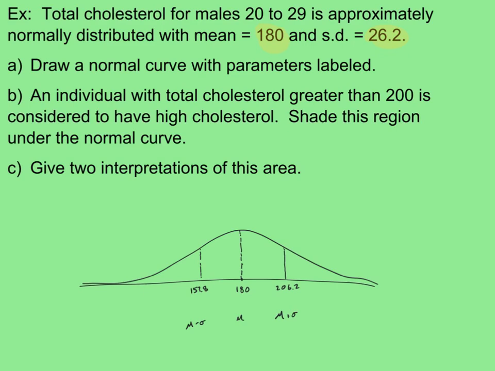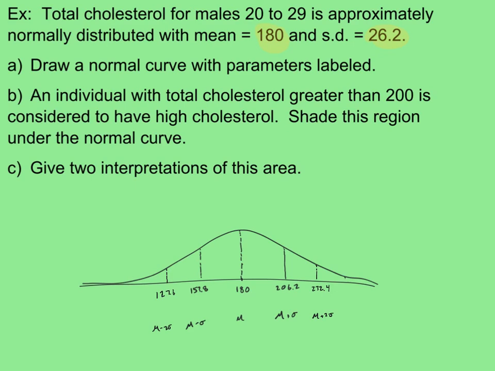If I add my standard deviation again, I'm going to be 2 standard deviations above the mean. That would be 232.4. That's mu plus 2 sigma. And then I can go 2 standard deviations below the mean. If I take 180 and subtract double the standard deviation, I get 127.6. That is mu minus 2 sigma.